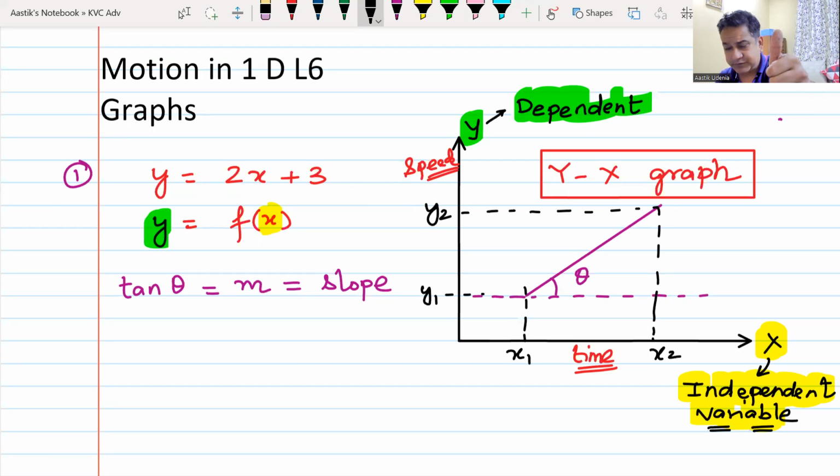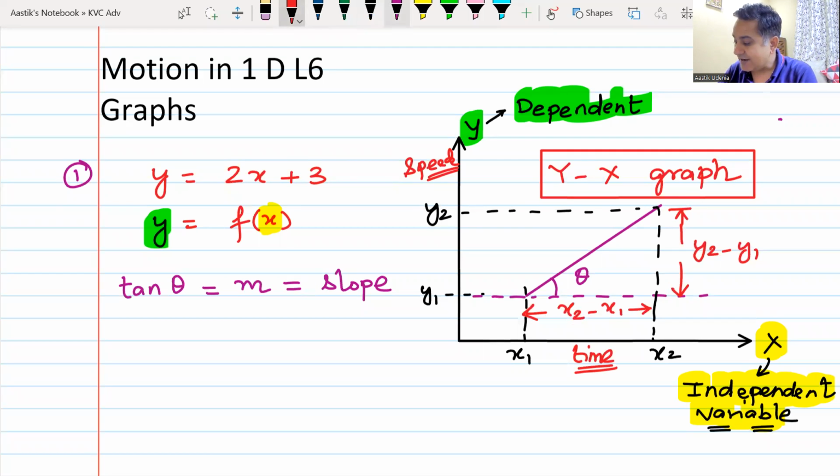You know it? Please raise your thumbs. Do I have an answer? Yes, I have an answer from Shruti. That is correct. How do I find the value of tan theta? Tan theta is very simple. I have to find the value of this perpendicular side, which is y2 minus y1. I have to find the length of this base, which is x2 minus x1. I just divide perpendicular by base, and that gives me the value of tan theta: y2 minus y1 divided by x2 minus x1. Do we understand this?